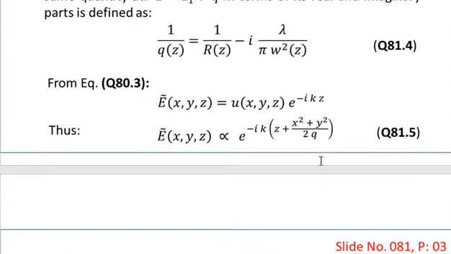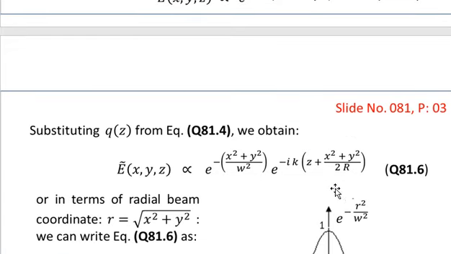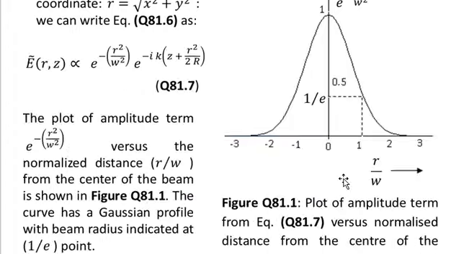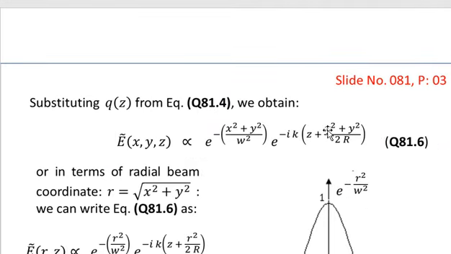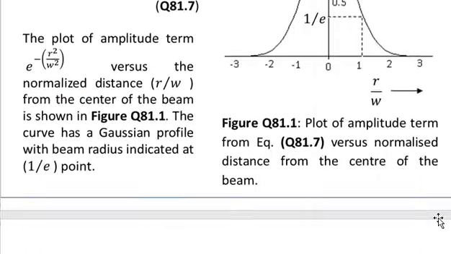In equation number 5 you see that it is q dependent, and you know that 1 over q has been defined in equation number 4. So if you substitute the value of q over here, you will get a factor. For example, in equation number 6 you will get a factor which is dependent upon the value of capital R. So actually this factor, which is z plus x square plus y square over 2r, I am talking about this phase factor appearing in equation number 6.